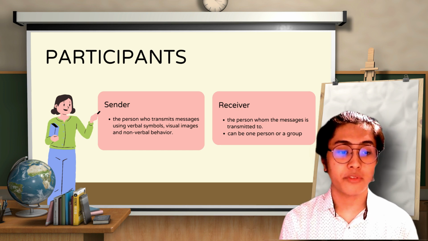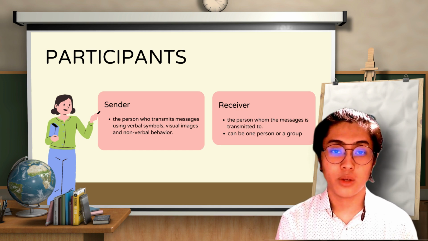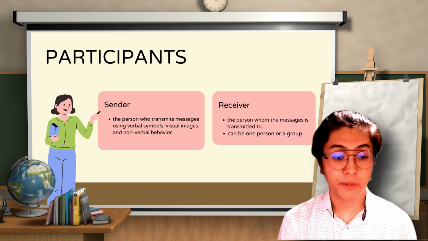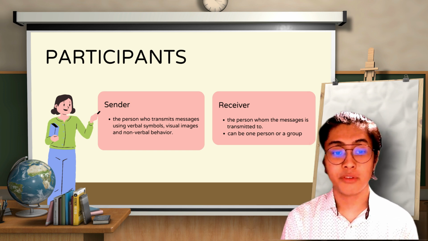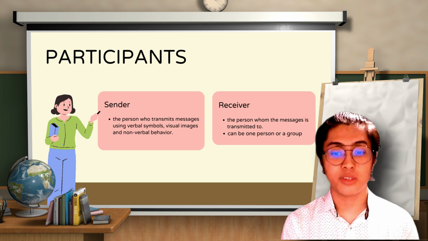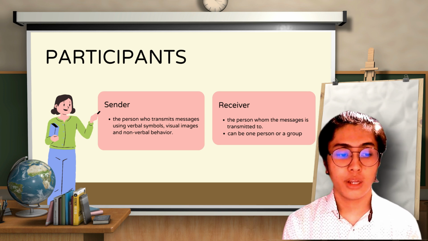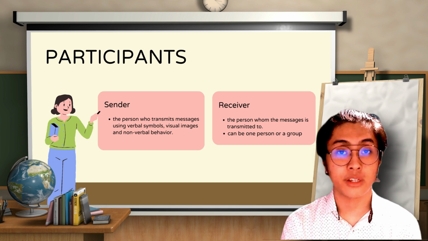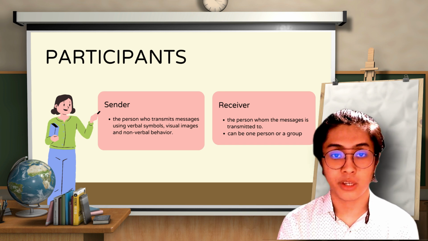And now we move on to the communication process, which is composed of participants, messages, context, channels, interference, and feedback. First, the participants. Participants are the individuals who assume the roles of senders and receivers during an interaction. First, the sender. The sender transmits messages using verbal symbols, visual images, and nonverbal behavior. He is the one who starts the process of communication.